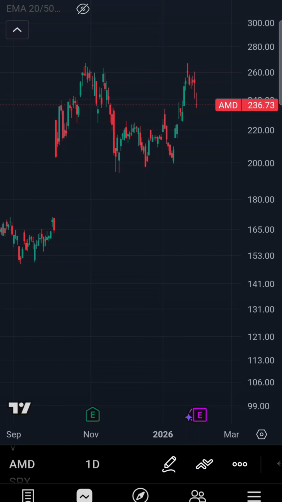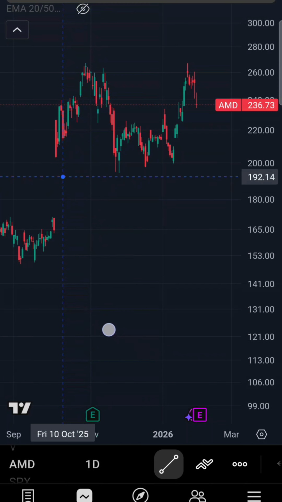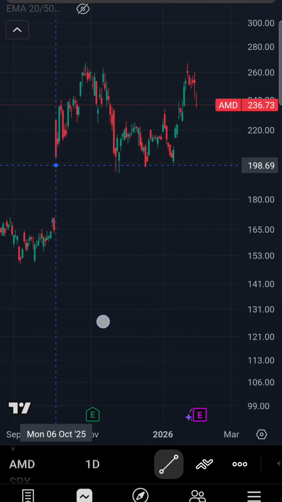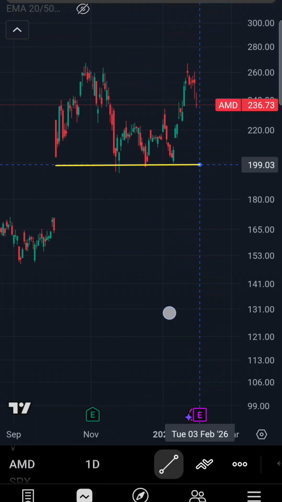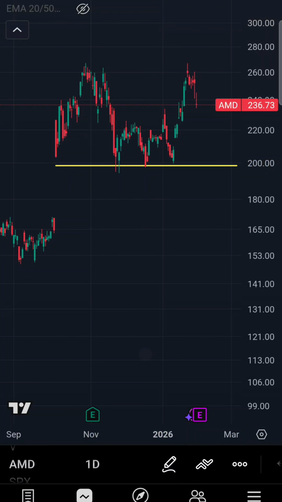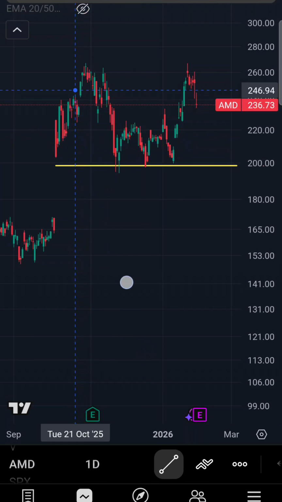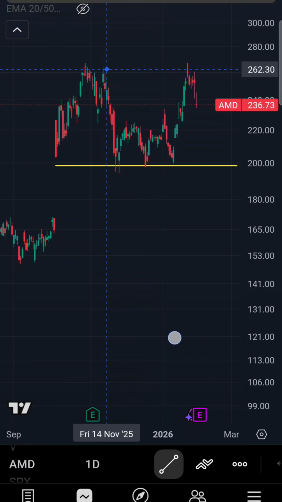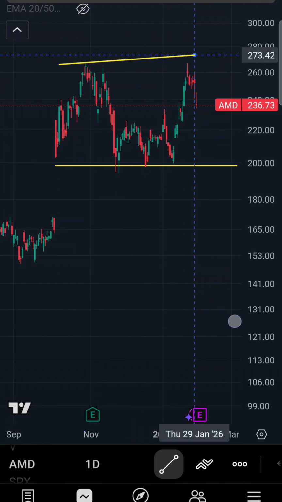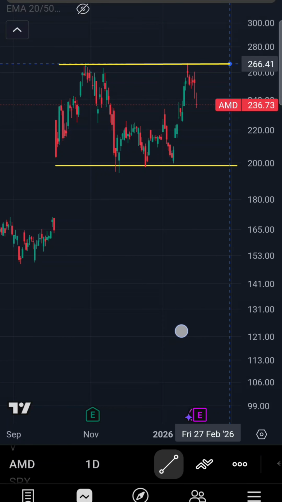Where is the point where people start buying? Well, they bought here, they bought here, they bought here, they bought here. It doesn't have to be a perfect line. You understand, somewhere around there, people are going to start buying. Cool. Where's the point people start selling? They sold here, they sold here, and they sold here. You know, somewhere around this area, people start selling.